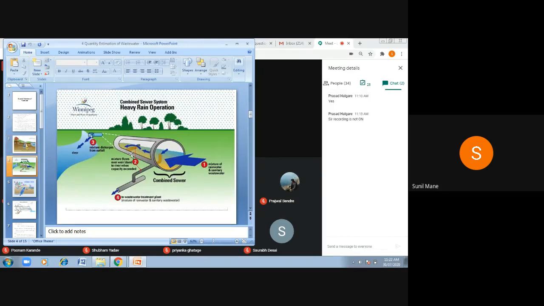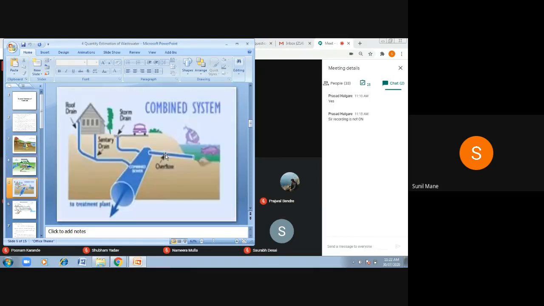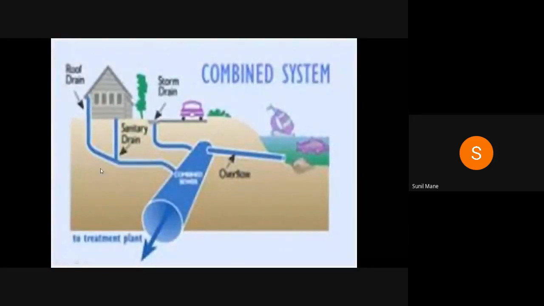But in the combined case, for 8 months we have to take care differently, and for the remaining 4 months we have to take care differently. Again, it is a kind of requirement depending upon the situation. Everywhere, whenever we are laying drains, the situation is different. The next part is the combined system itself. Here you can see the water is collected.